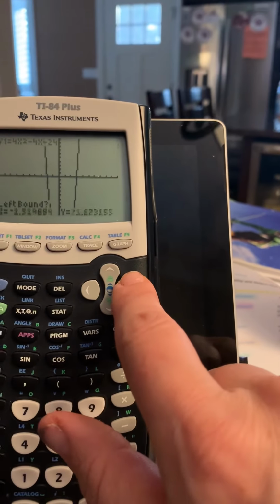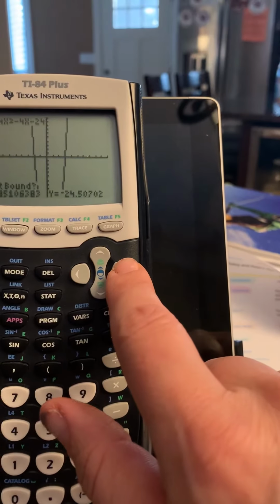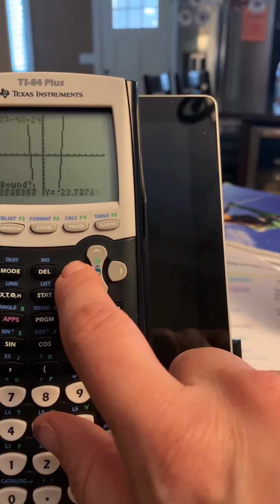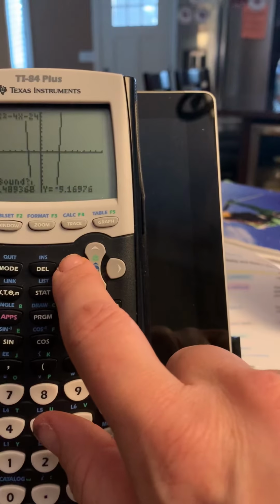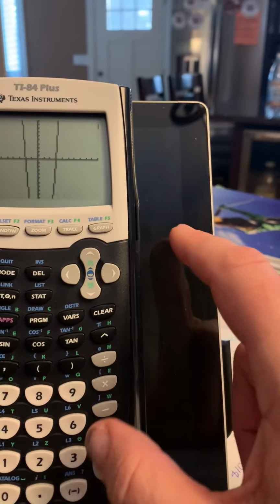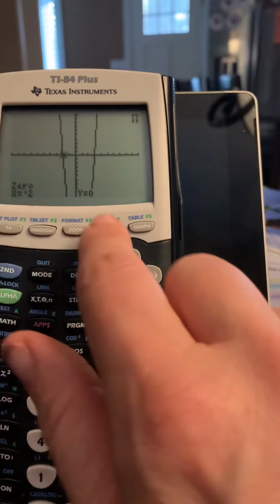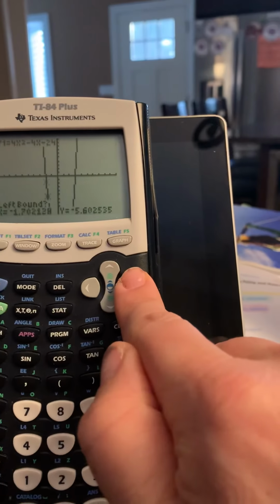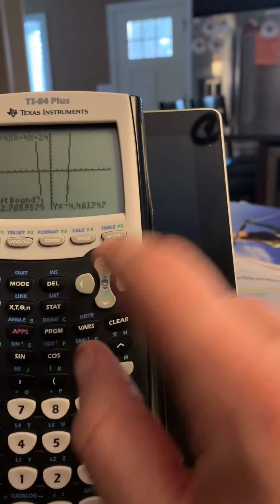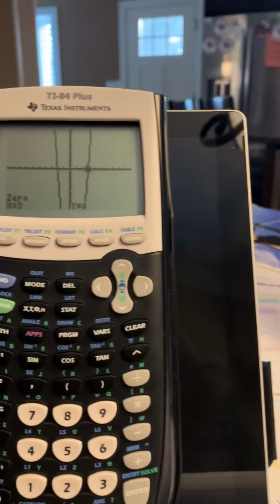Oops, I'm going the wrong way. All right, so she's going to be coming down now. Creeping down. There she is, sorry about that. All right, and there she is clean at negative 2. And the other one will be similar. Press enter here and enter here, and then you get 3.